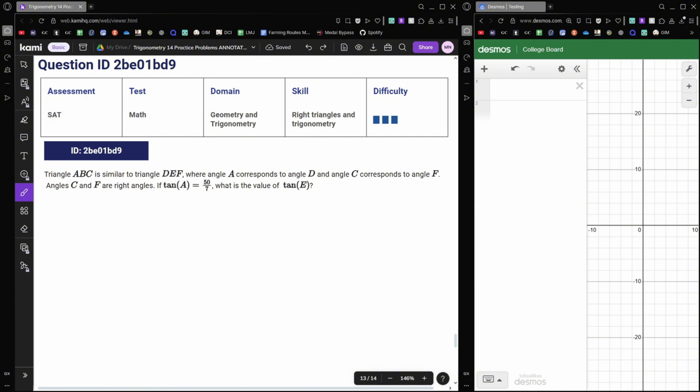Question number 13. Triangle ABC is similar to triangle DEF, where angle A corresponds to angle D, and angle C corresponds to angle F. Angle C and F are right angles.